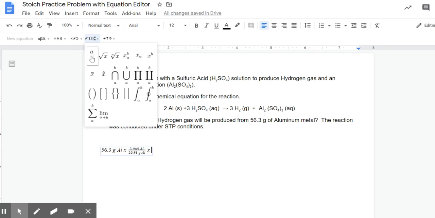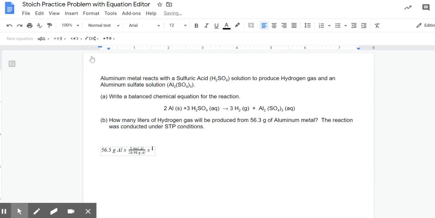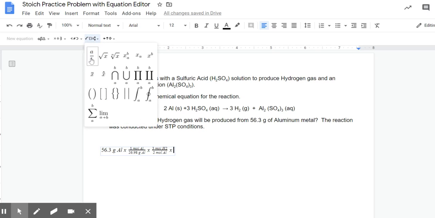I go back to the math operators, click the fraction, and this time I'm going moles of aluminum to moles of hydrogen gas. So I know that 3 moles of hydrogen gas, forward arrow to the bottom, every 2 moles of aluminum metal. All right, now you'll see I just left the 2 for hydrogen gas as a regular number. Just do that. It's too complicated to try to put them in as subscripts. All right, go out of that conversion factor, X for times, last conversion factor.